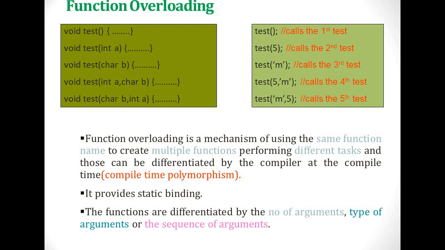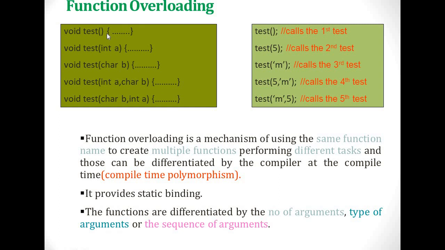Function overloading. Function overloading is a mechanism of using the same function name to create multiple functions performing different tasks, and those can be differentiated by the compiler at compile time. That is compile time polymorphism. It provides static binding. The functions are differentiated by the number of arguments, type of arguments, or the sequence of arguments. In this, different methods of the function will be called.